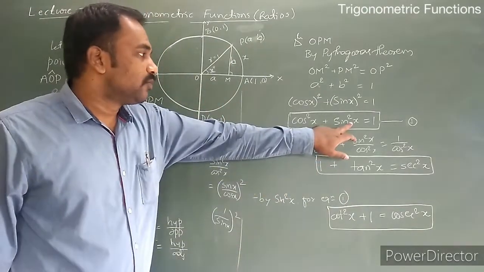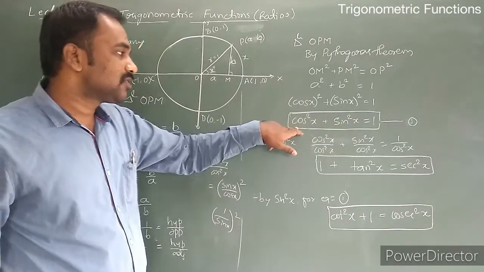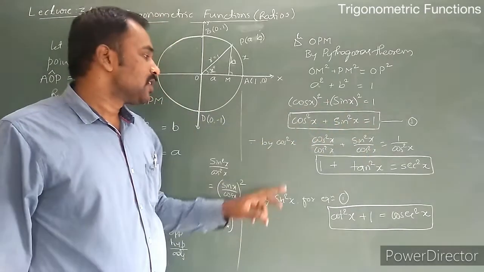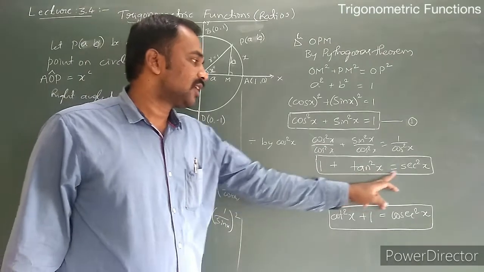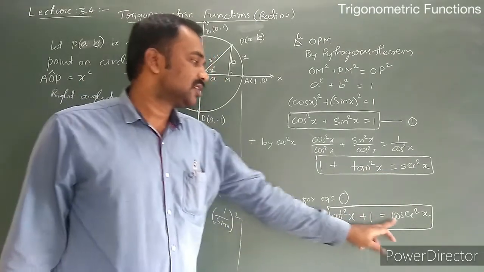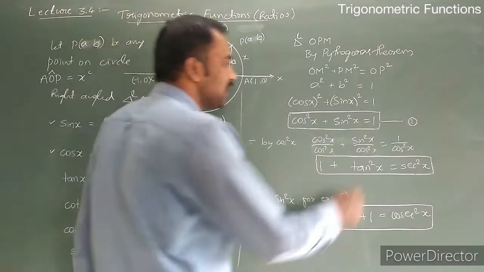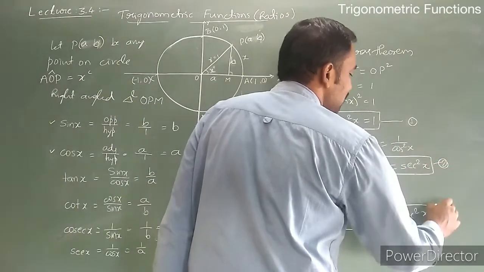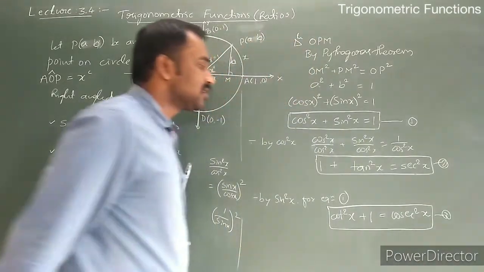What are those? First one is sin square x plus cos square x is equal to 1. Second one, 1 plus tan square x is equal to secant square x. Third one, 1 plus cot square x is equal to cosecant square of x. You must remember these three equations.